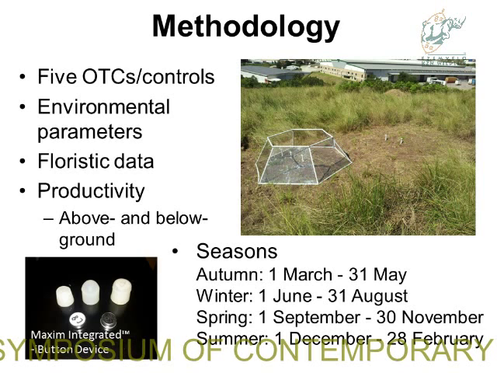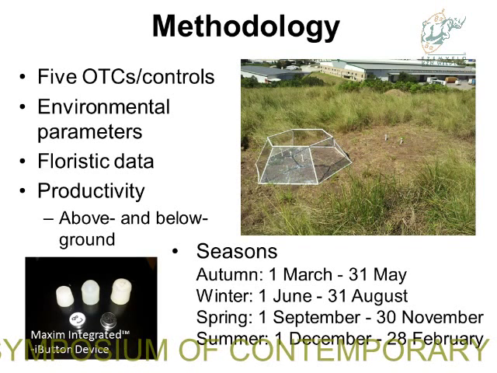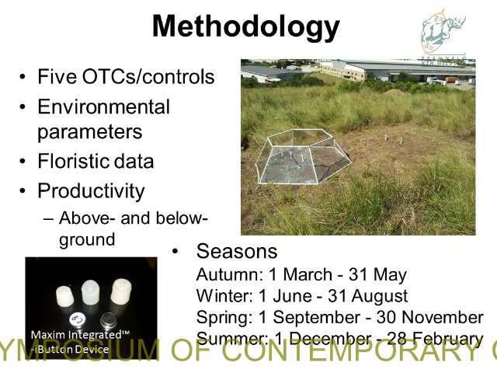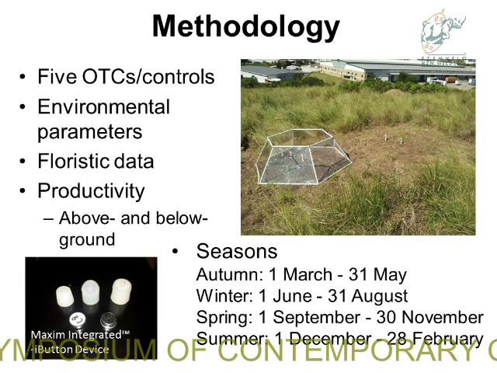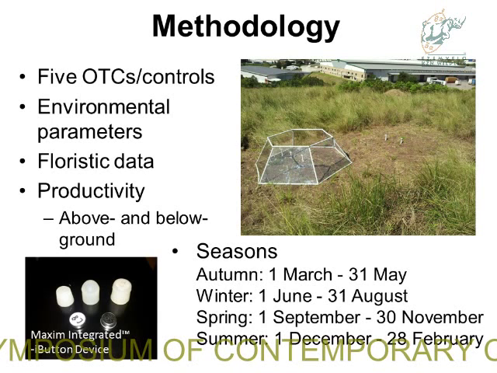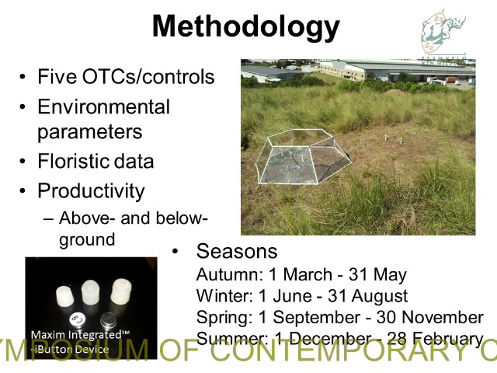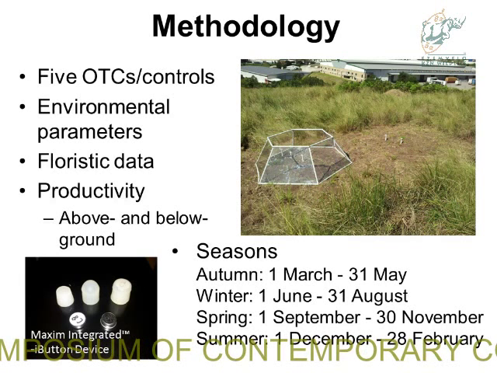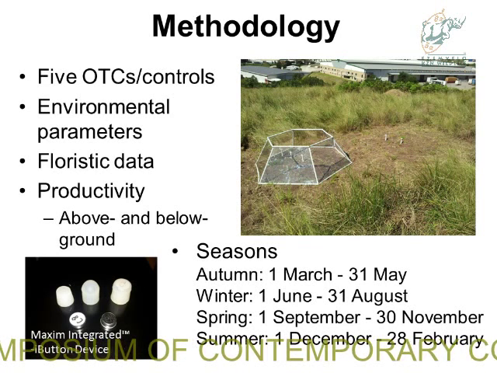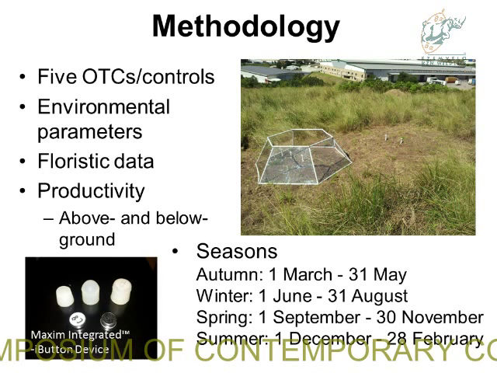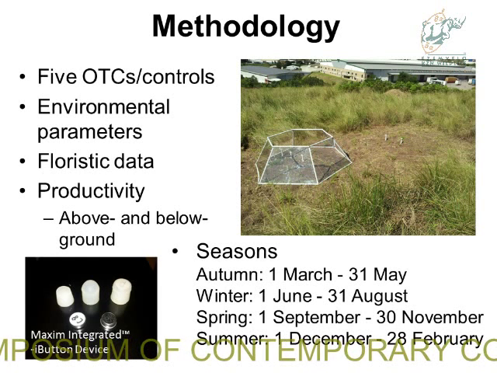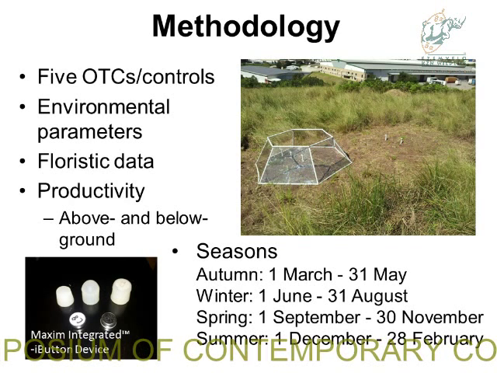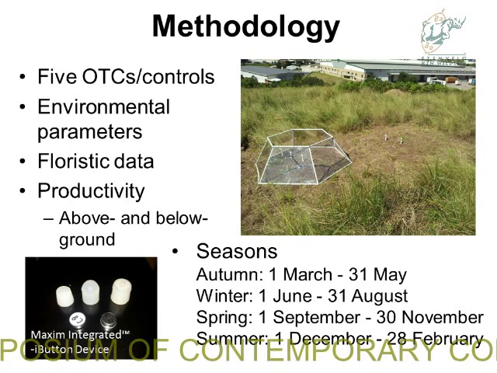These thermochrons were placed at various locations, 15 centimeters above and 5 centimeters below ground within each open-top chamber and control plot. Species diversity, composition, as well as abundance were collected as floristic data, and productivity was determined by looking at the above and below ground biomass. However, in this presentation, I am only going to be talking about species composition and above ground biomass or productivity. I've placed the seasonal dates at which I ran this project on screen.